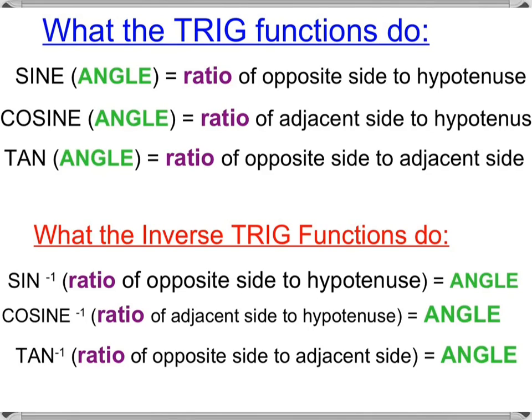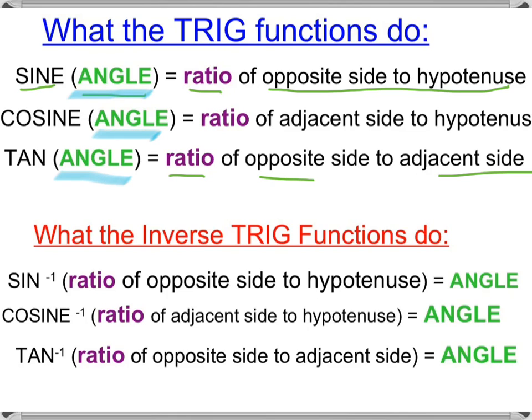Okay, so let's talk about what the inverse functions do. And the best way to talk about that is to first talk about what the trig functions do. So if I take sine of an angle, I get back a ratio of opposite over hypotenuse. If I take cosine of an angle, I get back a ratio. Okay, and if I take tan of an angle, I get back a ratio of opposite to adjacent. So this relationship is what I want to point out. You put an angle into the sine, cosine, and tan function, and what you get back is a ratio.